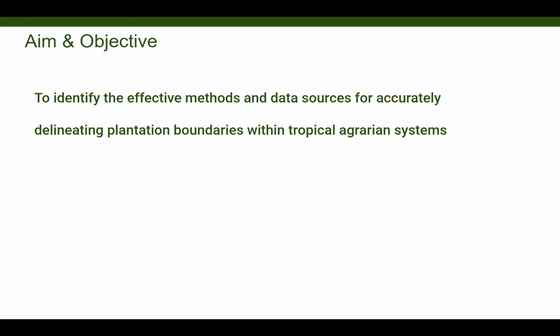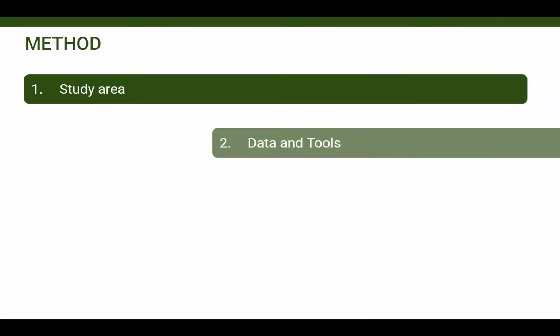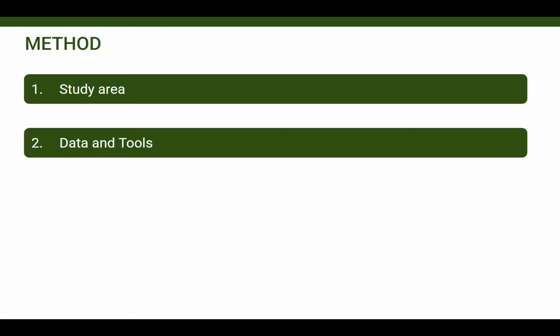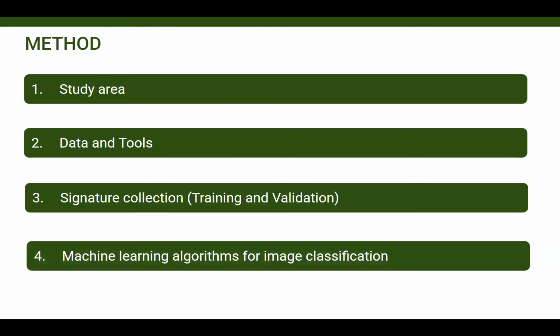My aim is to identify an effective method and data to accurately delineate plantation boundaries within tropical agrarian systems. I categorize the method into 4 parts: the study area, where it happened; the data and tools, what data and tools I used to perform the analysis; signatures, how I collected signatures, basically the training and validation; and what machine learning algorithm I used for image classification.